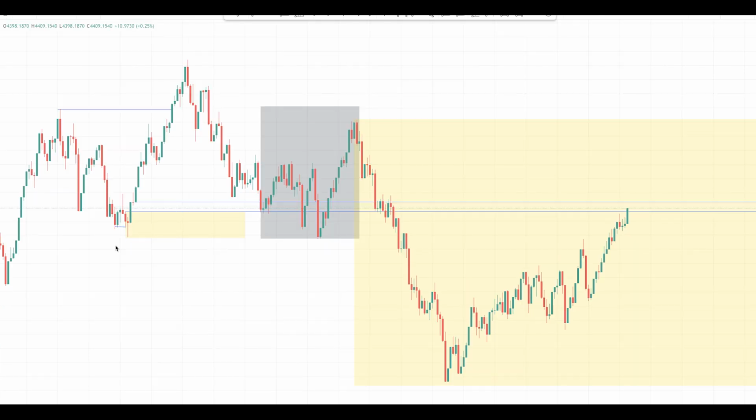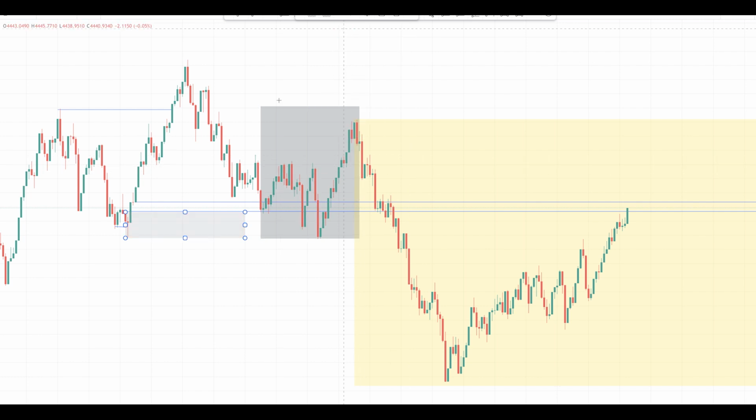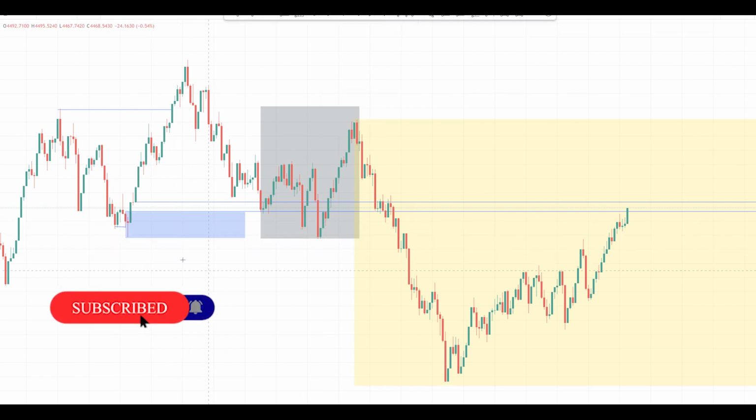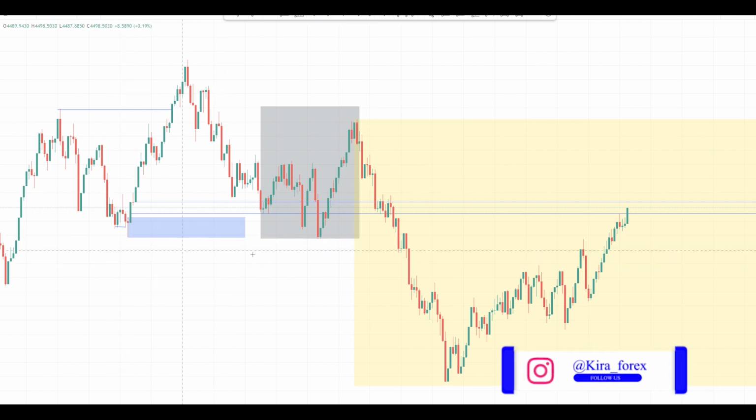Now this is the 30 minutes. On the 30 minutes, what I did again was that I refined the order block. Let me change this color so that we can see it clearly. Okay, so on the 30 minutes, when I refine the order block, this is where my order block will now be, at this point, you see. And the reason why we refine the order block is to reduce our risk.